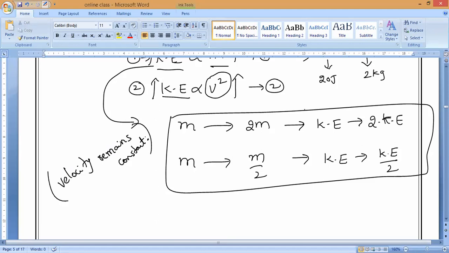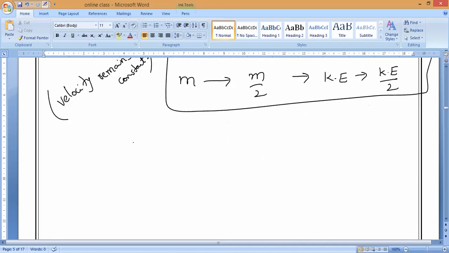Are you clear on this concept? Any doubt? So we can say if mass increases two times, meaning mass becomes double, kinetic energy becomes double. Mass becomes half, kinetic energy becomes half. But under what condition? The velocity of the body remains the same or constant. That is the first thing.